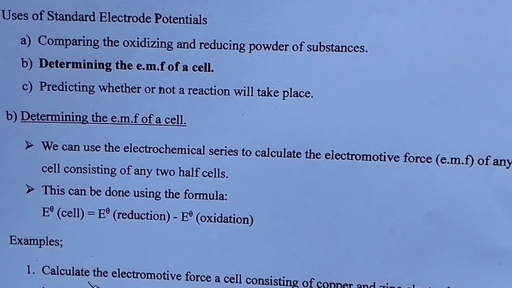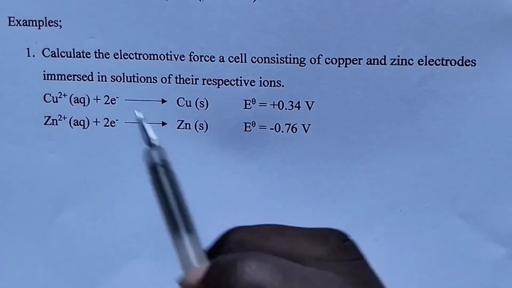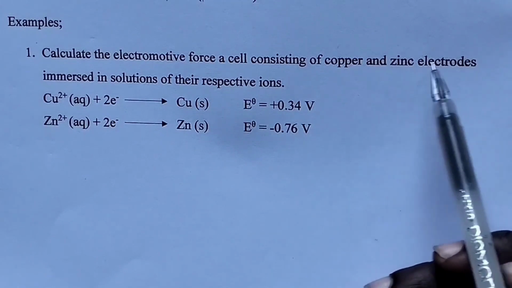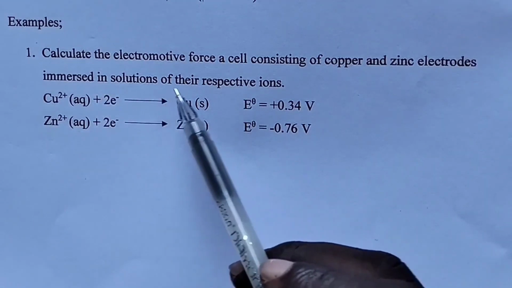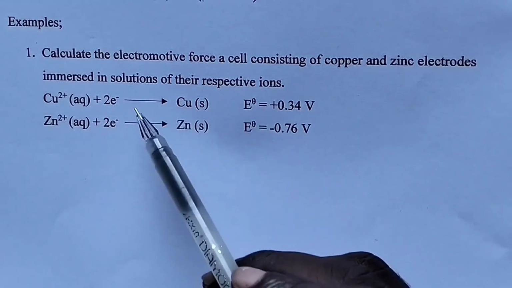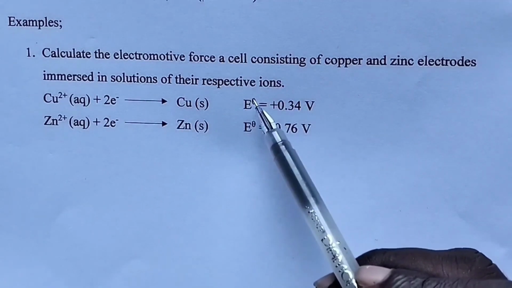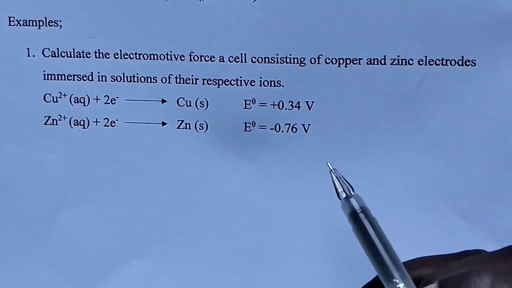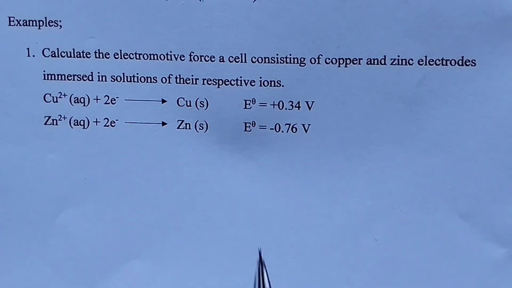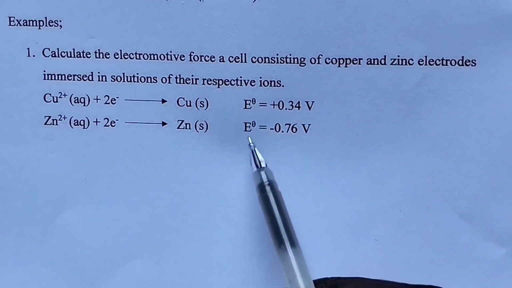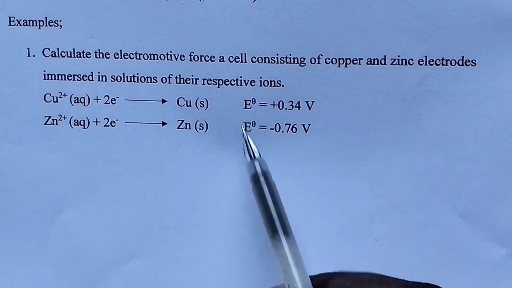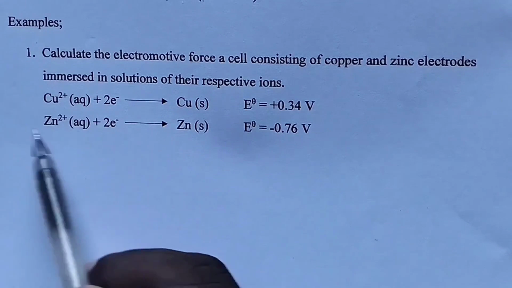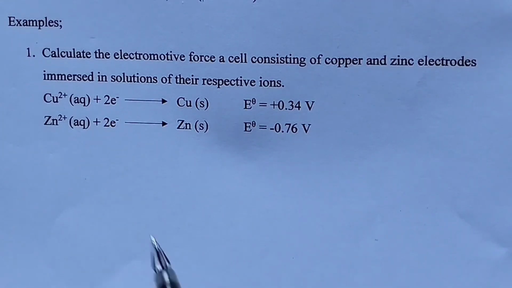We are having example 1. So in example 1, we are asked to calculate the electromotive force of a cell consisting of copper and zinc electrodes immersed in solutions of their respective ions. So we are having two half cells and the standard electrode potential value for the two half cells. So we can use different formulas. Let's start with the first formula. In the first formula, we have to know first of all which of these two half cells is the half cell for the reducing agent. The reducing agent is the one that's the most negative. So in our case, it is this one. So we are supposed to reverse that ionic equation.